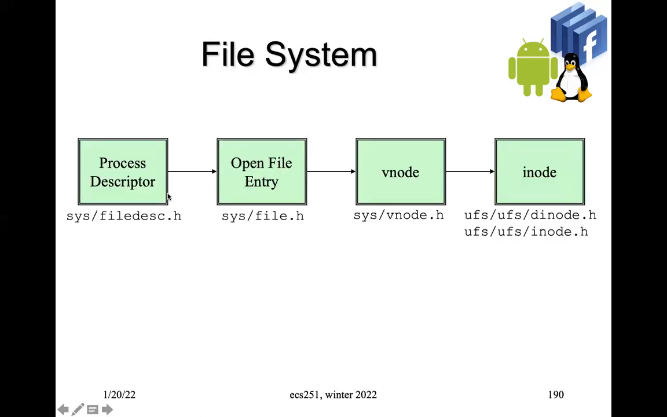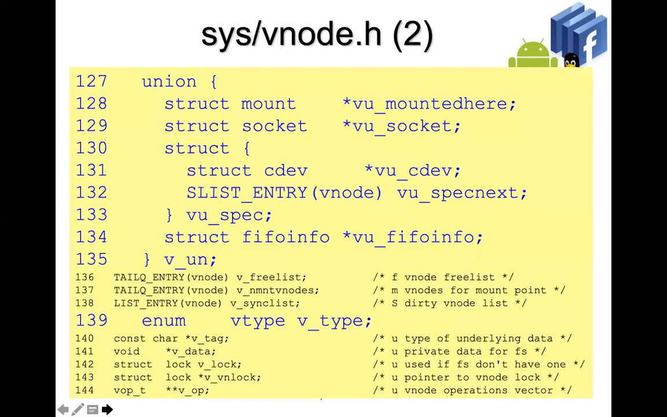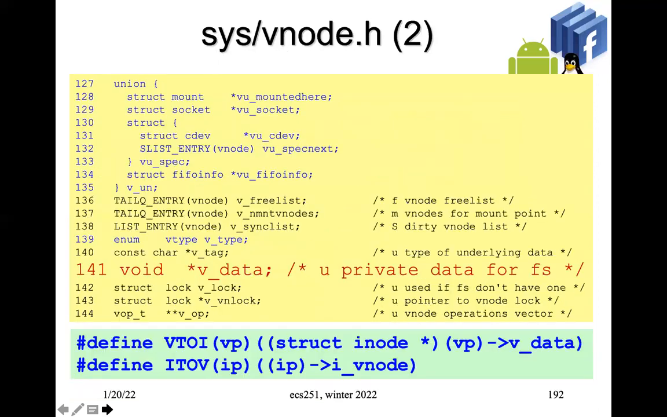Just very quickly, a recap of what we did. We went over the file descriptor to file to vnode to the inode, the dinode and inode. The D stands for disk, so this is the inode on hard disk, and this is the inode in memory. So in fact, you should know by this slide that there are two versions of inode: one in your memory, one on your hard disk. Okay, so we got to this point.